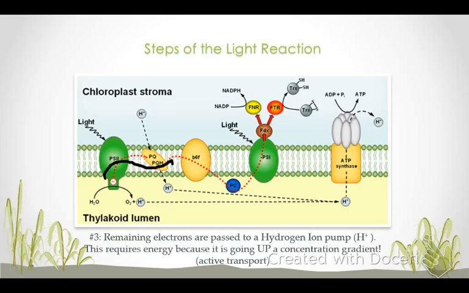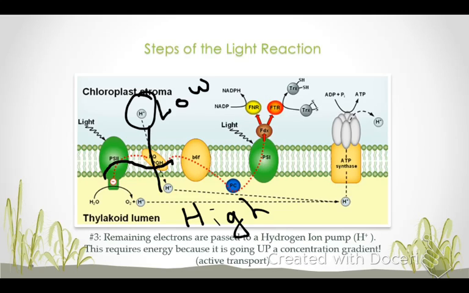Now, it's going to come across the hydrogen ion pump. Let's think about what that means. We're going to pump from a low concentration to a high concentration. So we're going to be taking these hydrogens and we're going to be pumping them into the thylakoid, and getting them built up on the inside. That's going to become important as we get further along.